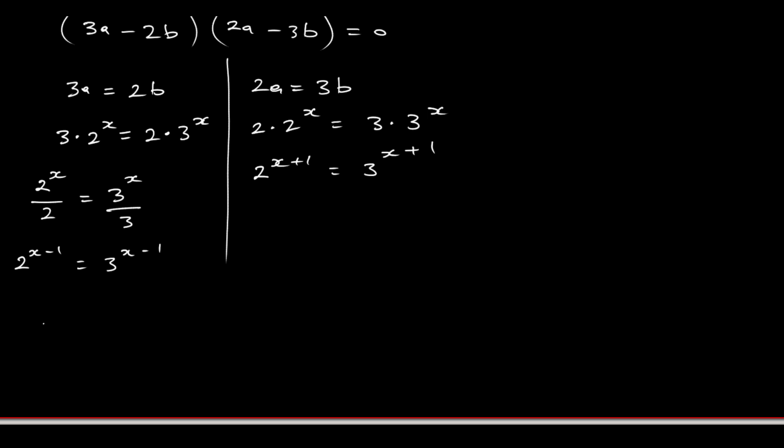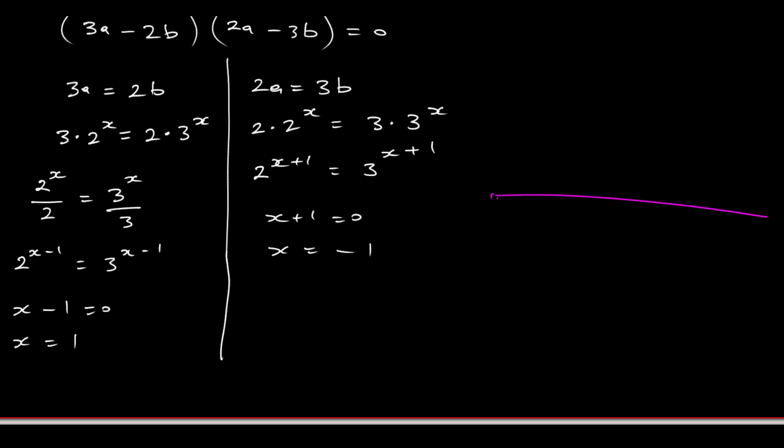So we could equate the powers to 0 and solve. So x minus 1 is equal to 0. X is equal to 1 in this case. X plus 1 is equal to 0. X equals negative 1 in this instance. So let's write our final solution to the right. So here would be our final solution. The real numbers that satisfy this equation are x equals 1 and negative 1. So those are the two real number solutions for this problem.